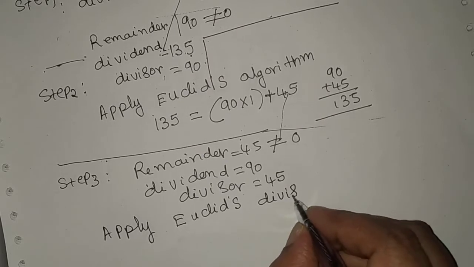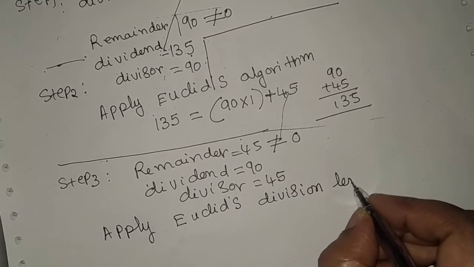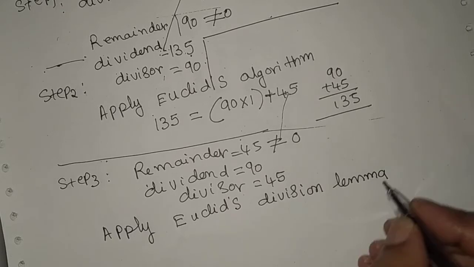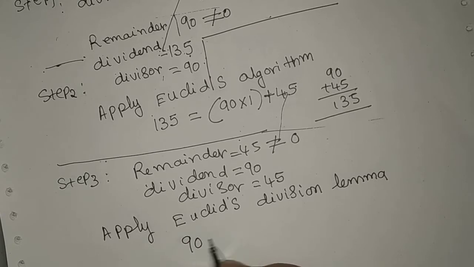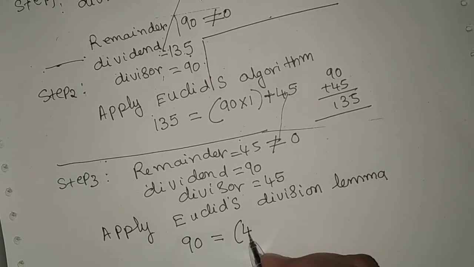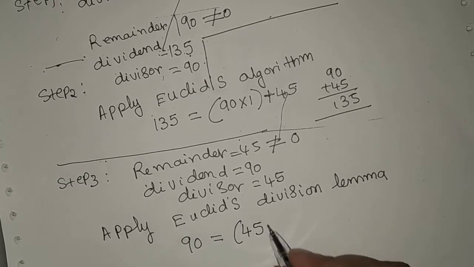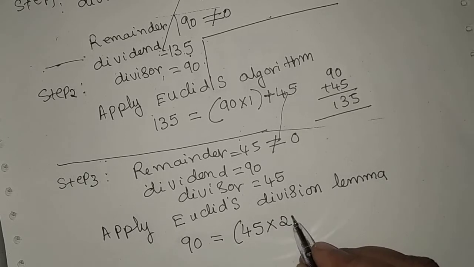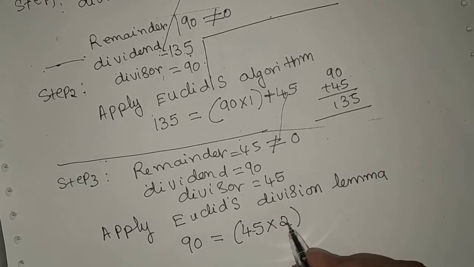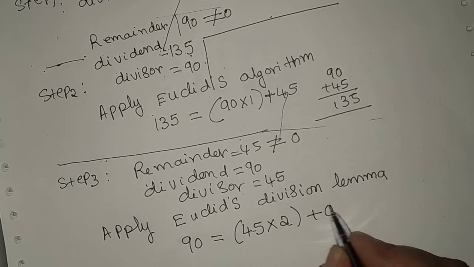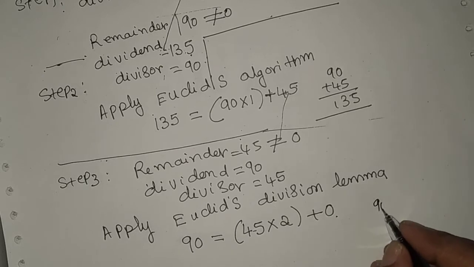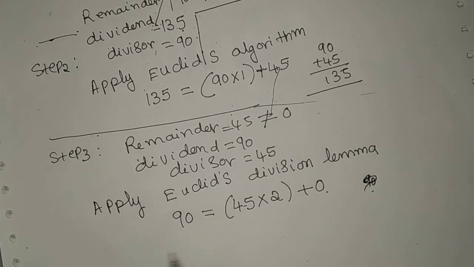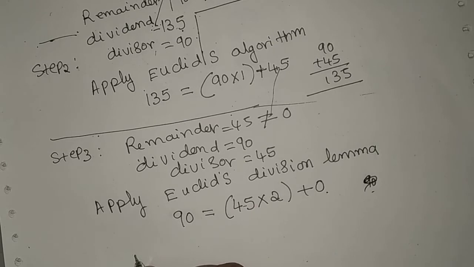Euclid's division algorithm. In step 3, 90 is the dividend and the divisor is 45. 45 into 2 will get 90. So 45 into 2 will be 90 plus 0. So what is the remainder? The remainder is 0.